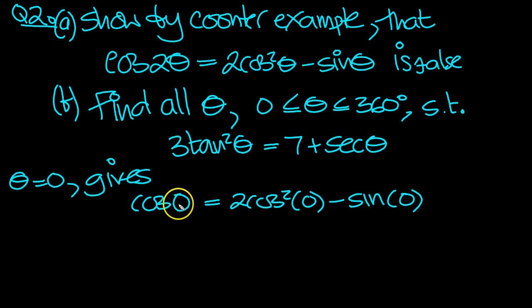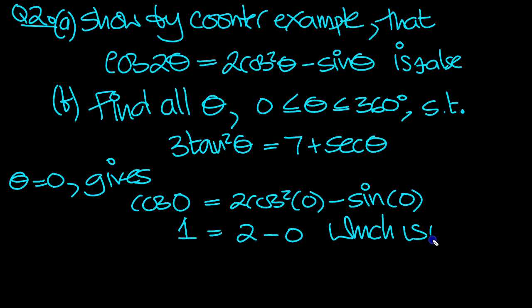Here we can put in. Cos of 0 is 1. Cos of 0 here is 1. So 2 times 1 is 2. Sine of 0 is 0. So 2 minus 0 is 2. So this is not true, which is not correct. So it's false. Right, that's part A completed then.